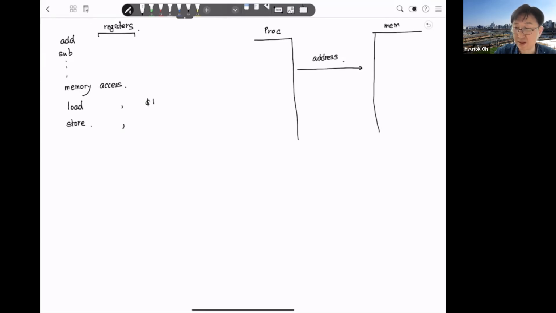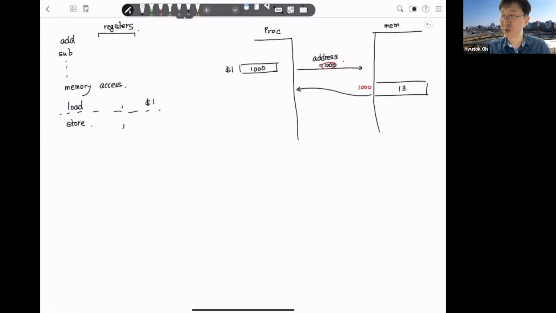So register 1, for instance, has a value like 1000. Then the address will be 1000. If we use the instruction load $1, then at address 1000 there will be some data, 13 for instance. Then the 13 is returned to the processor. The processor receives that 13 and stores it into a register. For instance, this is $2. Then $2 will be changed to 13 after that instruction.